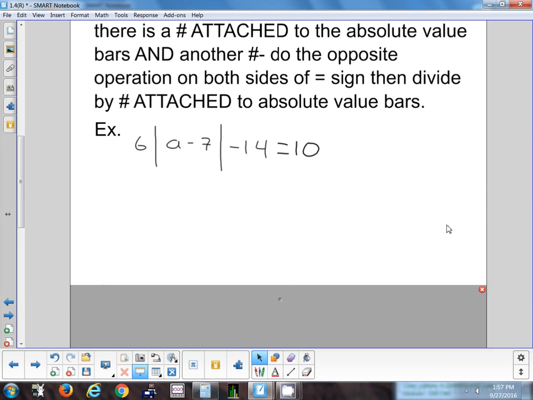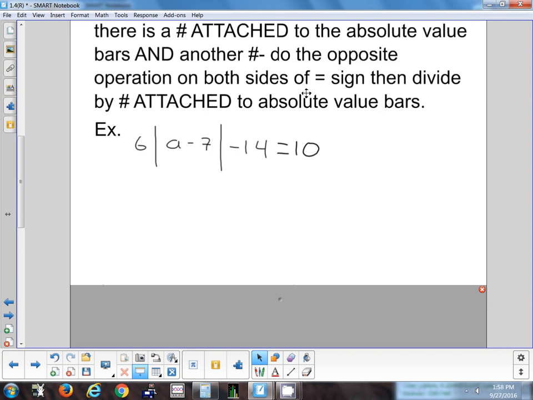Careful. It says do the opposite operation on both sides of the sign. Then we'll divide by the number attached. So you're on the right track. We're not at that point yet. We're going to divide by that 6 at some point, just not right now. So what's our only other option?